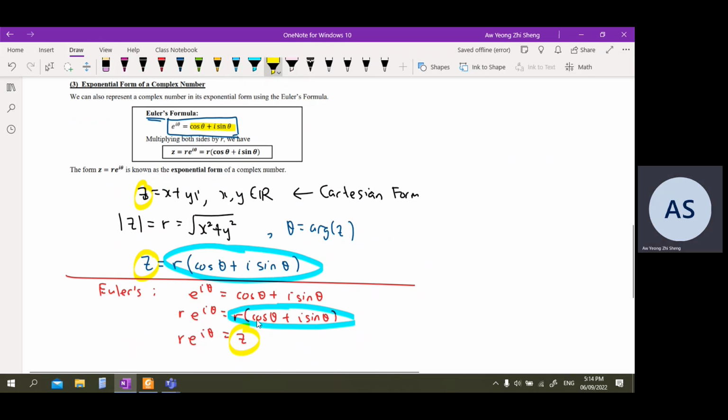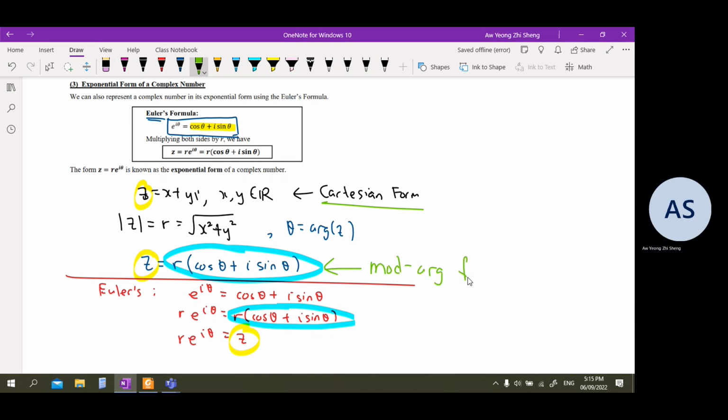And that also means for the same complex number z, we now have a third form to write it. So we not only can write it in Cartesian form, which is the form x plus yi, we can also write it in the modulus argument form. And now we have a third form known as the exponential form.